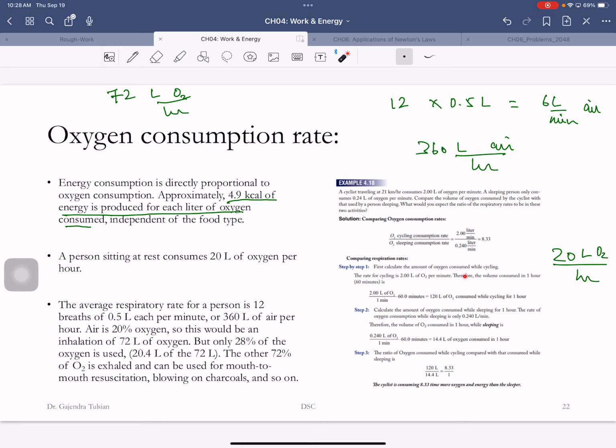This problem just goes through the following. Oxygen consumption during cycling. Your oxygen consumption roughly tells you your energy consumption. So oxygen consumption during cycling and oxygen consumption during sleeping. When you're cycling, you're working about 8 times harder. Your energy consumption is 8 times higher than when you're sleeping. That's what that problem shows you.